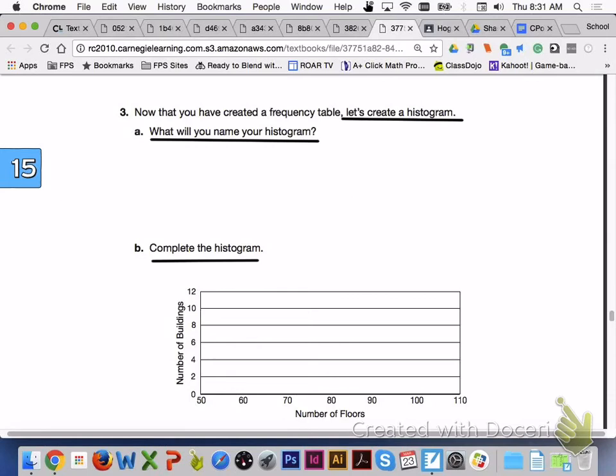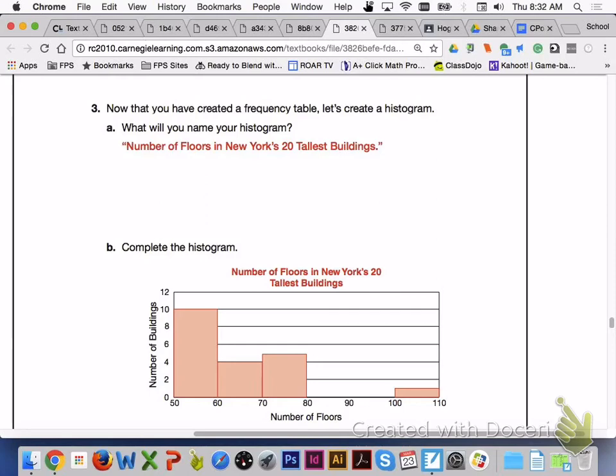Please turn to page 1044. Number 3, now that you have created a frequency table, let's create a histogram. Please answer letter A and letter B with your group members. For letter A, you will name your histogram the number of floors in New York's 20 tallest buildings. For letter B, completing the histogram, we have our title or our name up at the top. We have our number of floors indicated on the horizontal axis, and we have the number of buildings indicated on our vertical axis.